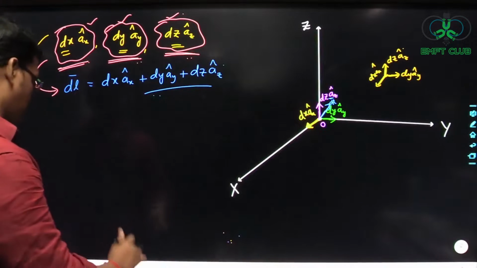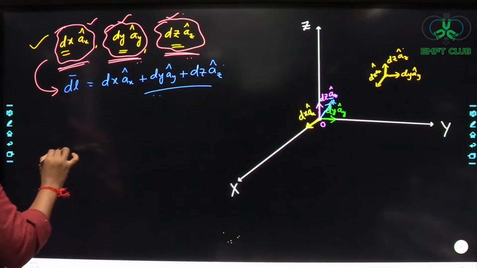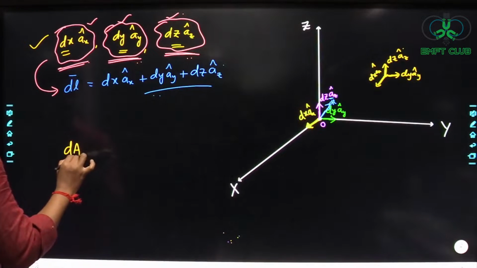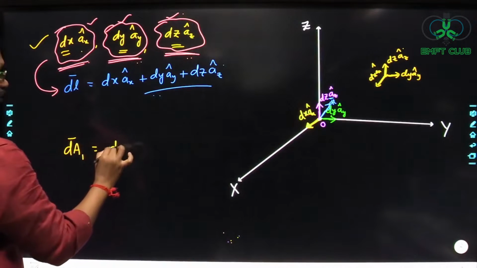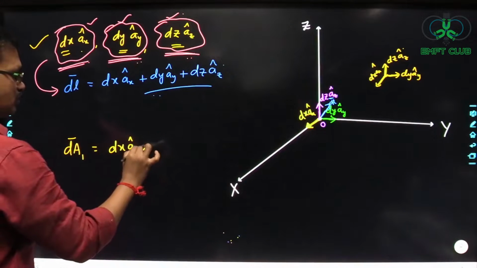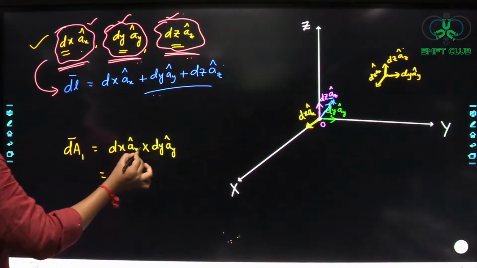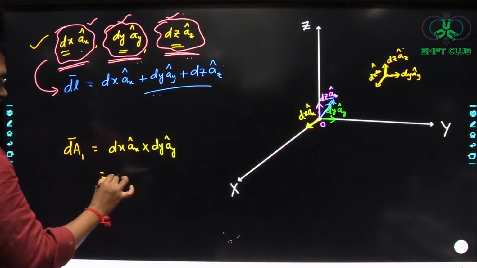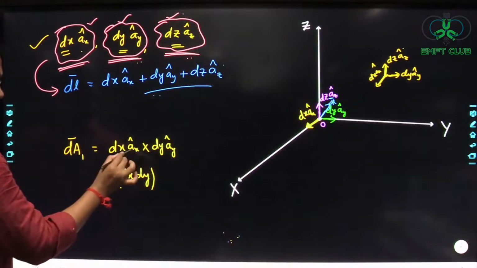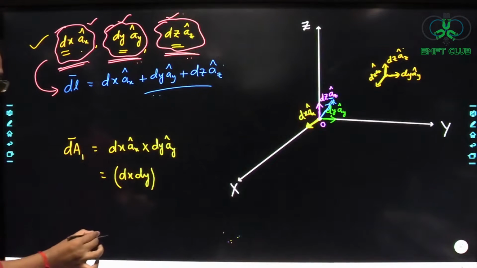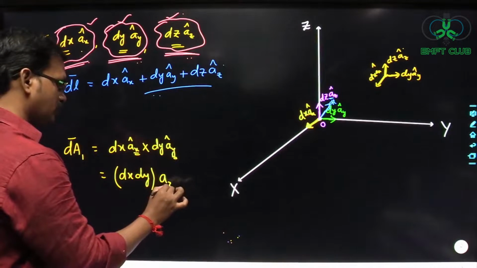Understood? Okay. So the first differential area I am writing here. The small differential area dA1 is equivalent to the cross product between these two: dx ax cap cross dy ay cap. So what is the magnitude? The magnitude is nothing but dx into dy. What is the direction? The direction is given by ax cap cross ay cap. We know that ax cap cross ay cap is nothing but az cap. So here you are going to get az cap.